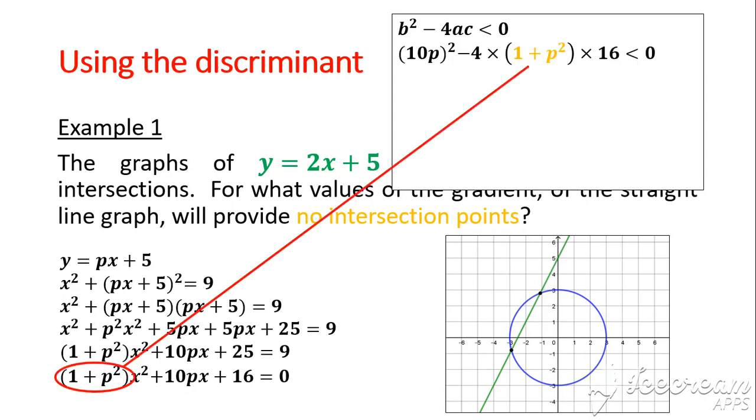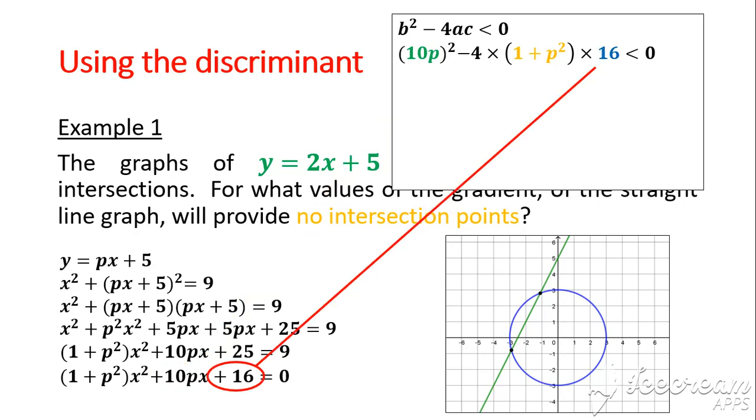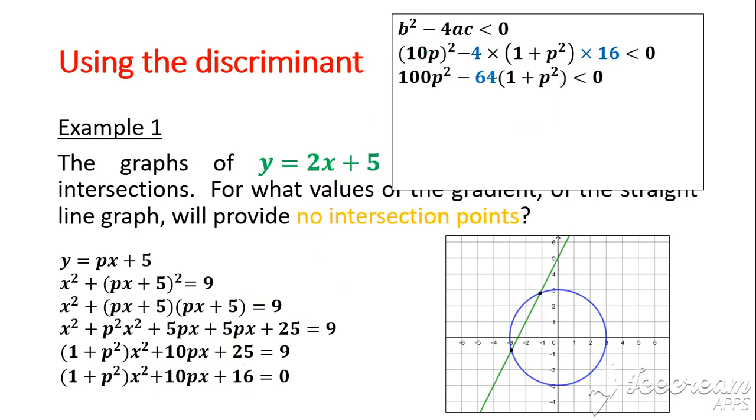What have we done? We've put in the values of a, which is the number outside the x squared, which is 1 plus p squared. And I've chucked that inside brackets. We've put in the value of b, which is the number outside the x, which is 10p. And I've put that also in brackets because we're going to go b squared. And we've got c, which is 16. Right, 4 times 16 is 64, so we end up with minus 64 times the brackets.